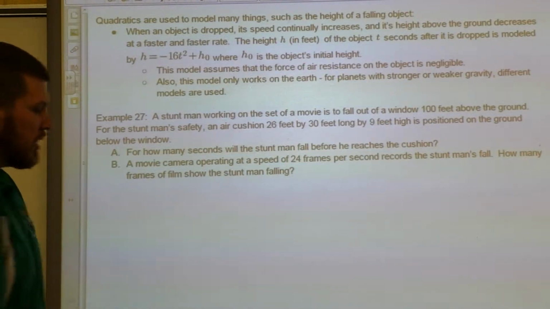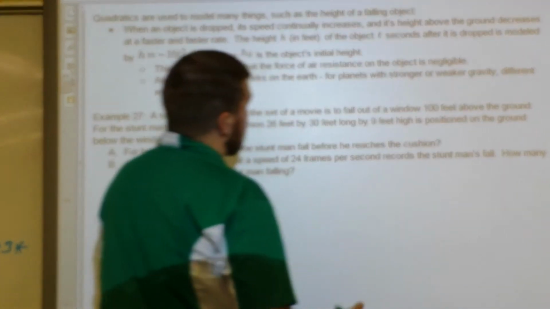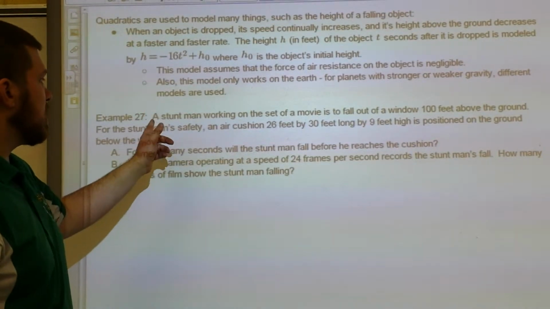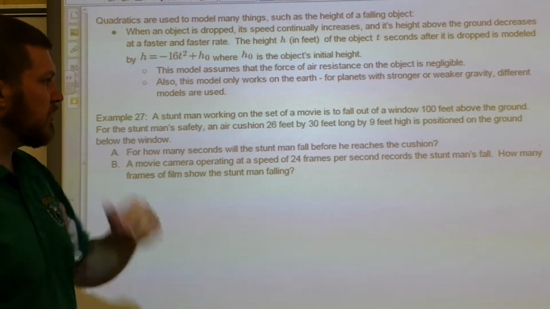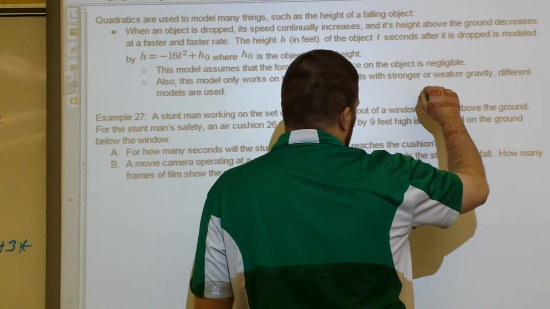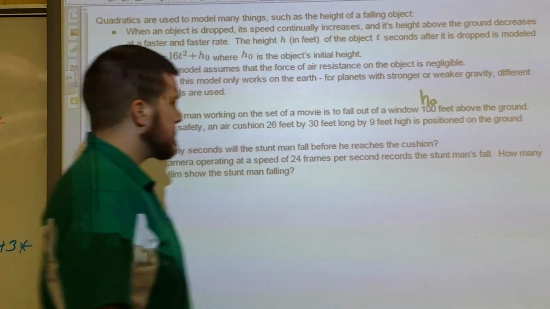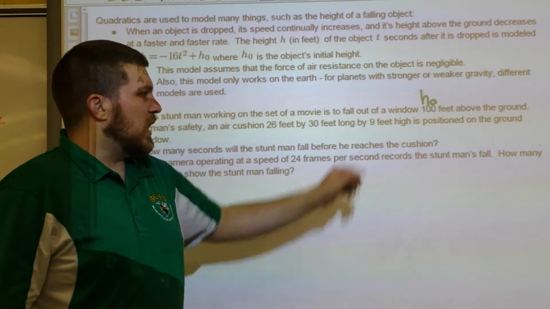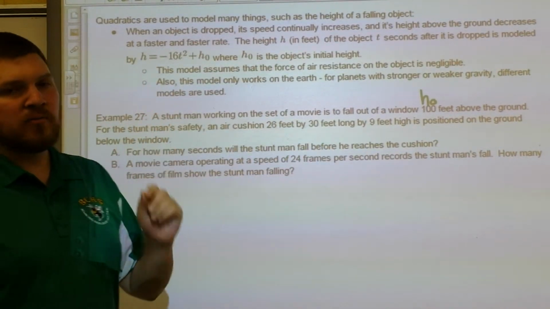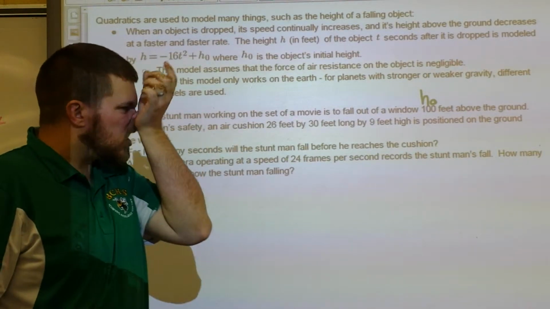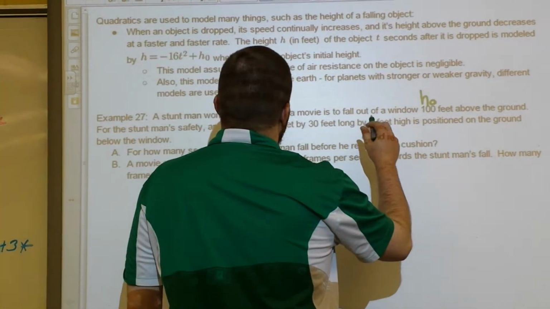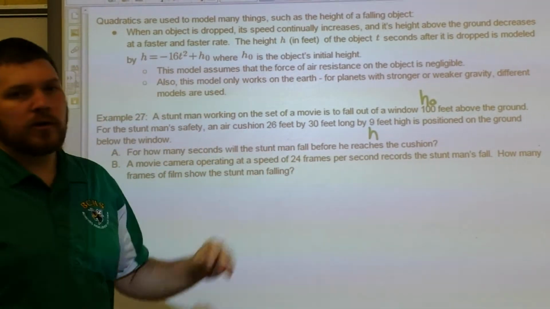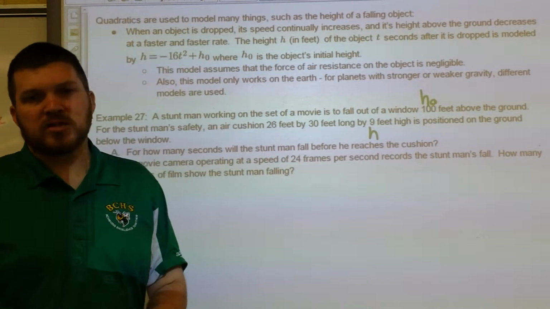So let's work on part A first. Very first thing we want to do is to label what we're given in the problem. So here, a stuntman's working on a set, he's at a window 100 feet above the ground. So that's his original height, so h of 0. Now, we've got to be careful here. 26 feet by 30 feet by 9 feet high. We only care about his vertical position. So 9 feet is what we need. That's his final height, so regular h. 26 and 30 are a horizontal unit, so I don't need those.